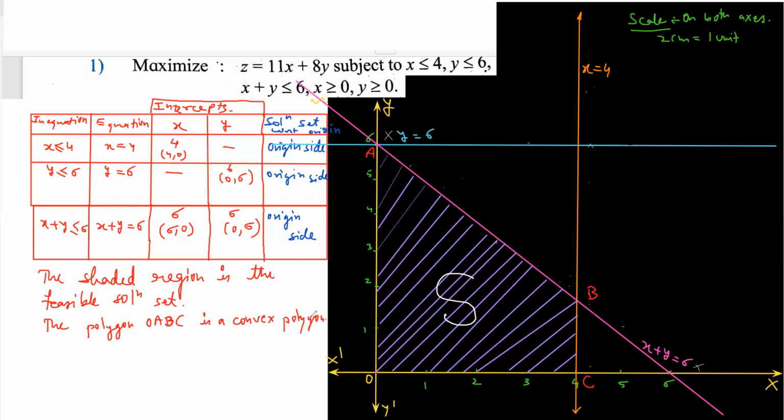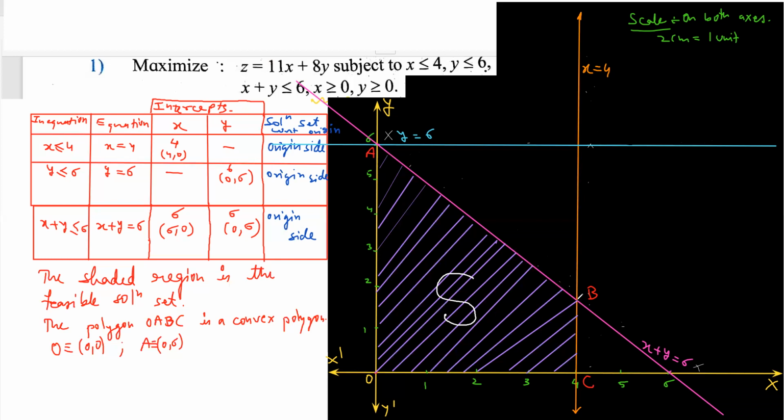The next thing you have to do is get the coordinates of these vertices. What are the coordinates of the vertices of polygon OABC? O is 0, 0. A is 0, 6.